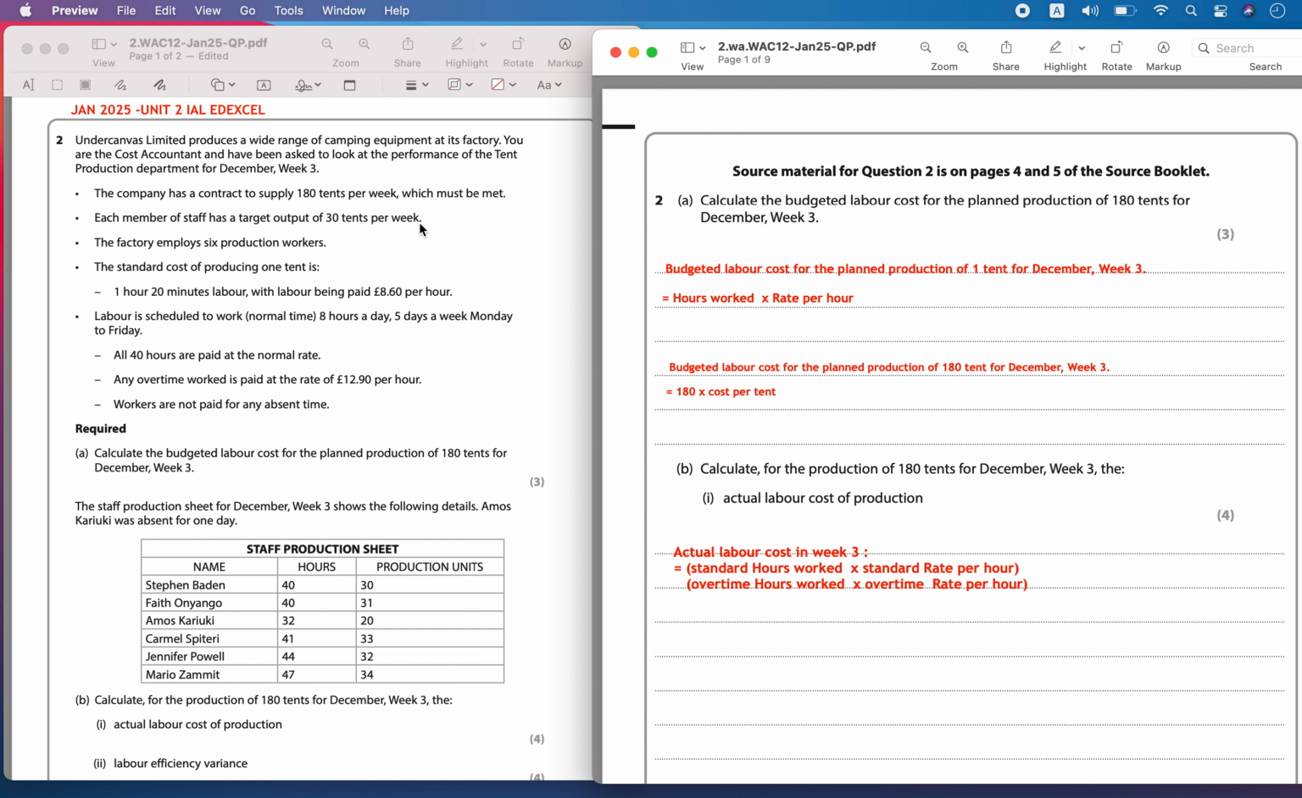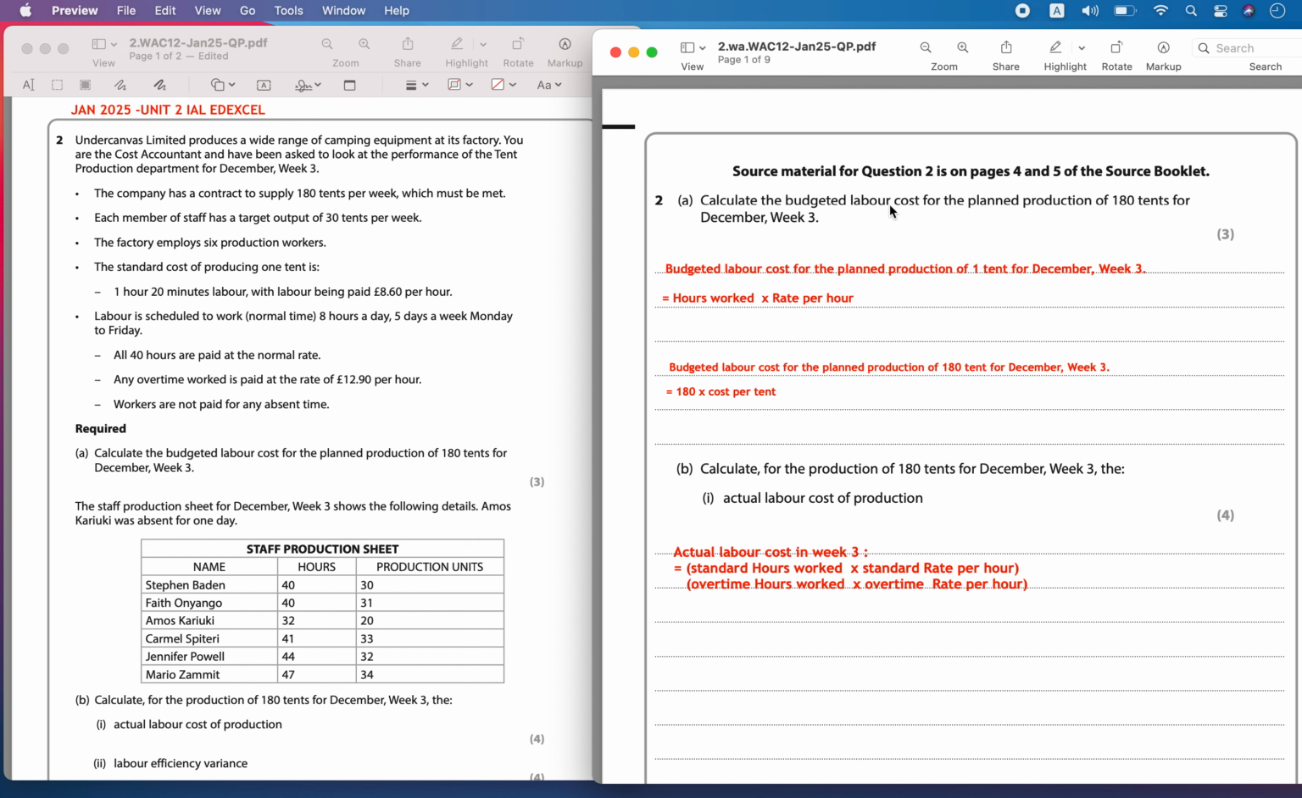Each member of the staff has a target output of 30 tents per week. The factory employs 6 production workers. The standard cost of producing one tent, they have given 1 hour 20 minutes labor, with the labor being paid at this rate. The labor is scheduled to work 8 hours a day, 5 days a week, Monday to Friday. All 40 hours are paid at the normal rate, and any overtime worked is paid at this rate, and the workers are not paid for any absent time. So this is how the information is given.